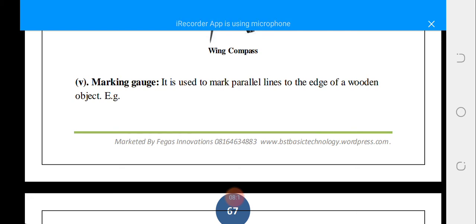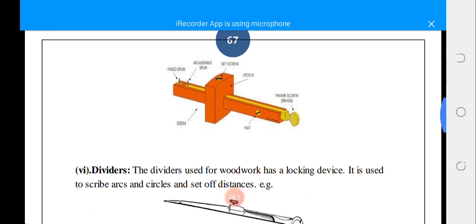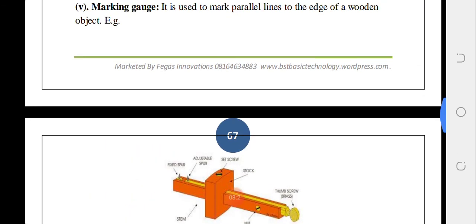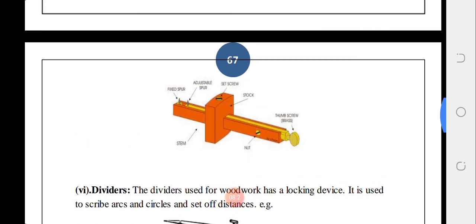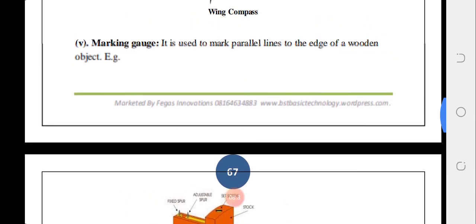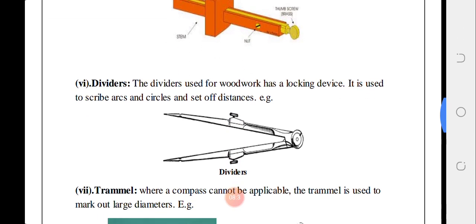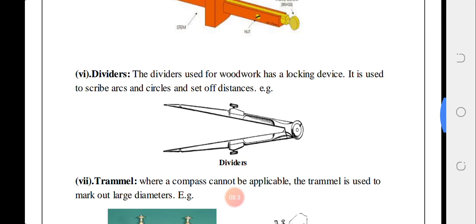It is called the marking gauge. It is for marking parallel lines on the edge of a wooden object. And this is the diagram of a marking gauge. So now the next one is called the divider.